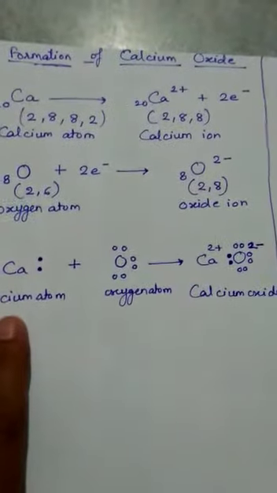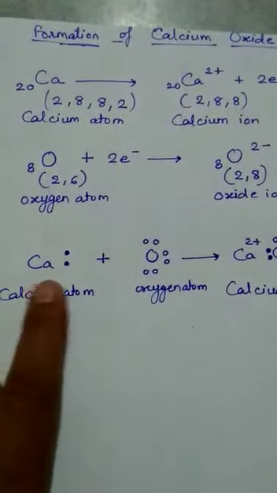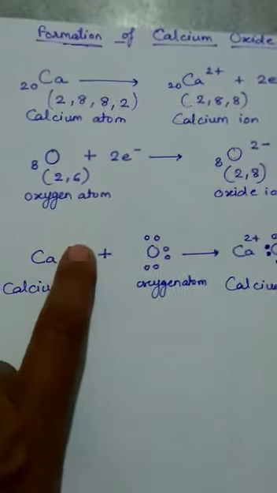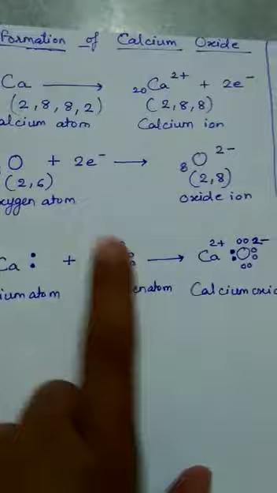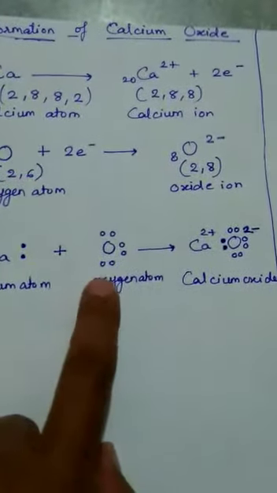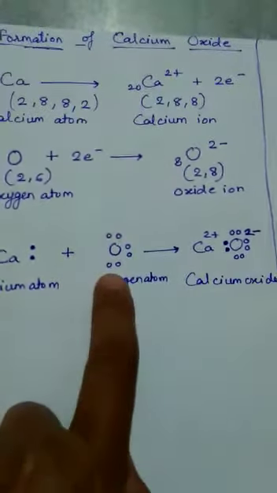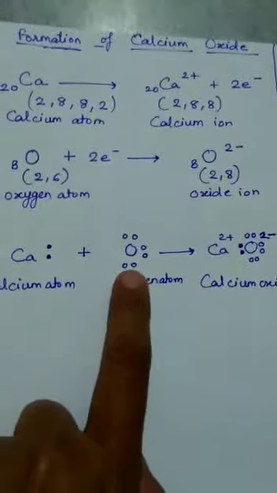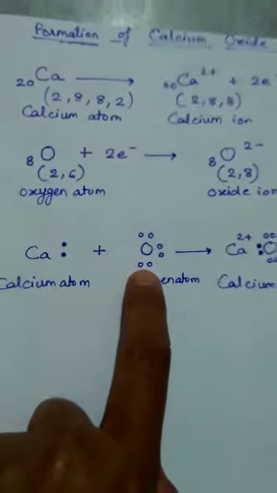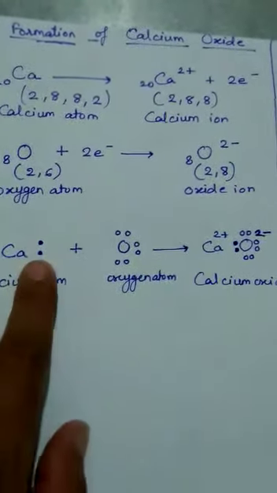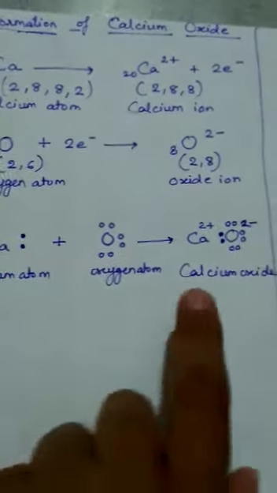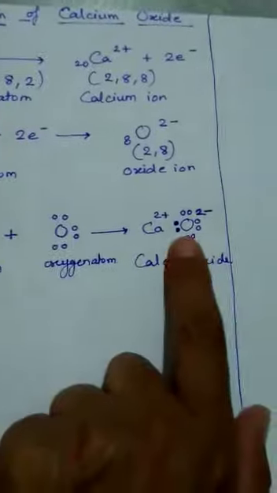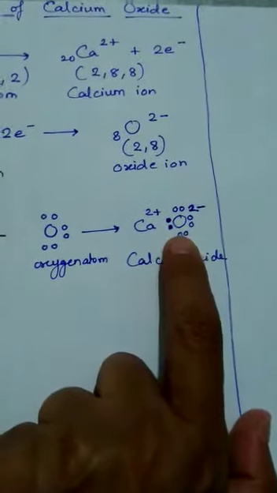Now the electron dot structure, if we see, calcium will show only the valence electrons. 2 valence electrons are shown by 2 dark dots, plus 1 oxygen atom which has 6 valence electrons. 1, 2, 3, 4, 5, 6. 6 hollow dots are shown. So these hollow dots are the electrons of oxygen, and these 2 electrons which are donated by the calcium atom will be accepted by the oxygen atom in its valence shell.